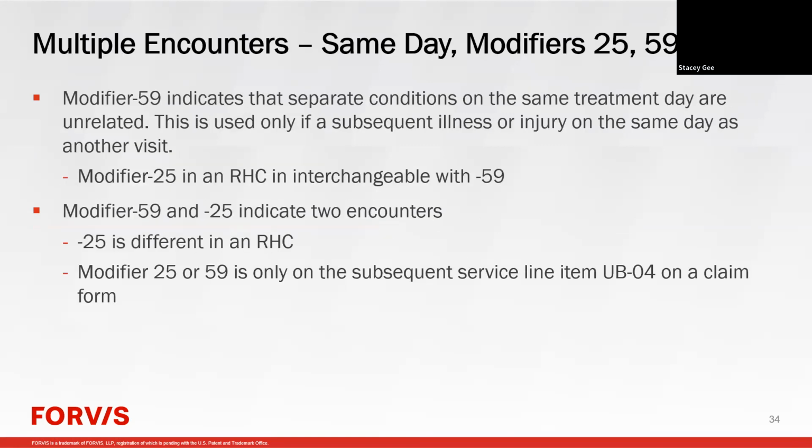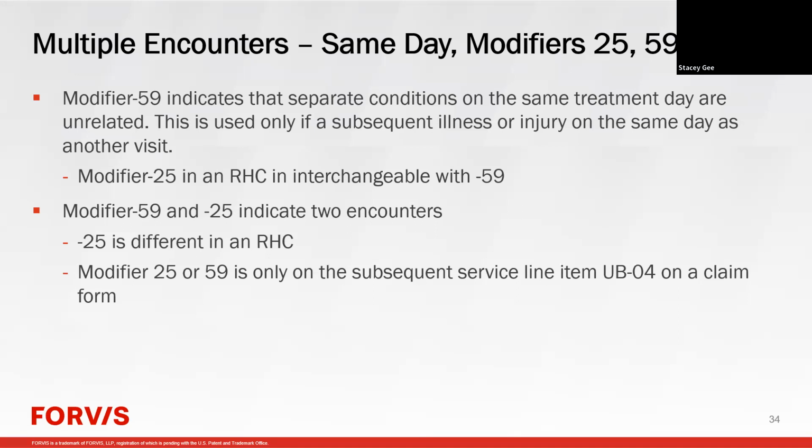Okay, multiple encounters. So on the same day, do you use modifier 25 or do you use modifier 59? Modifier 59 typically indicates that there's been a separate condition on the same treatment date that is not related. So this is used only if there's a subsequent illness or injury on the same day as another visit. So modifier 25 in an RHC is interchangeable with modifier 59.